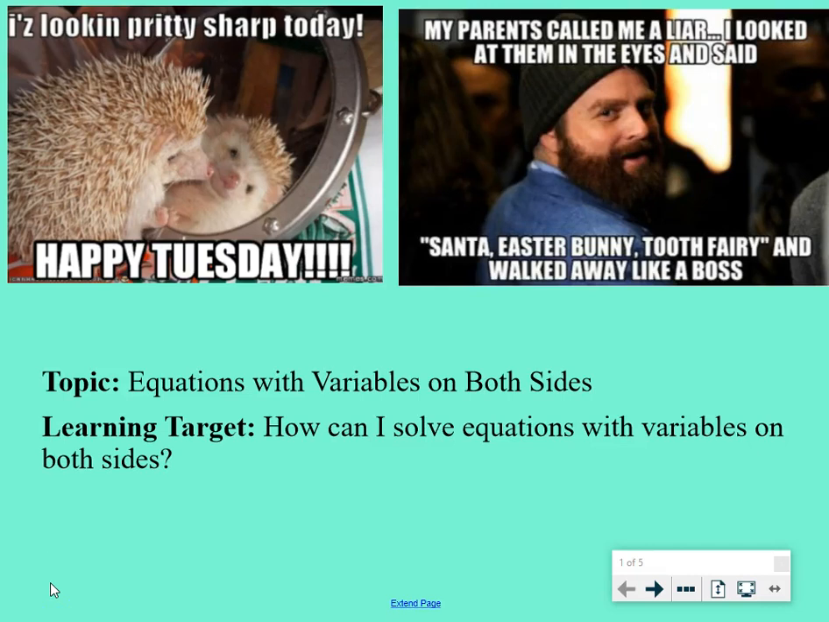Today our topic is equations with variables on both sides. So our learning target is: how can I solve equations with variables on both sides?